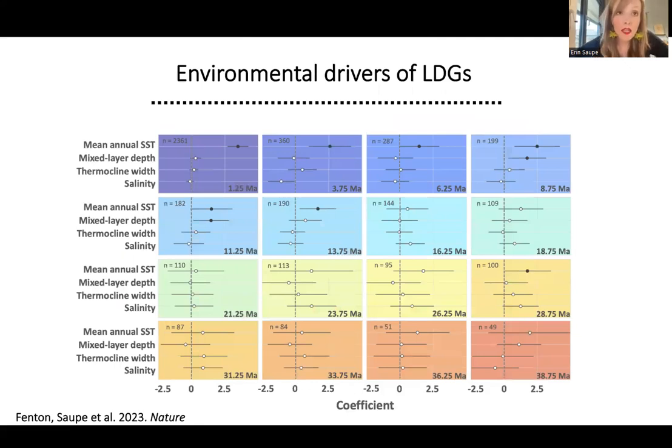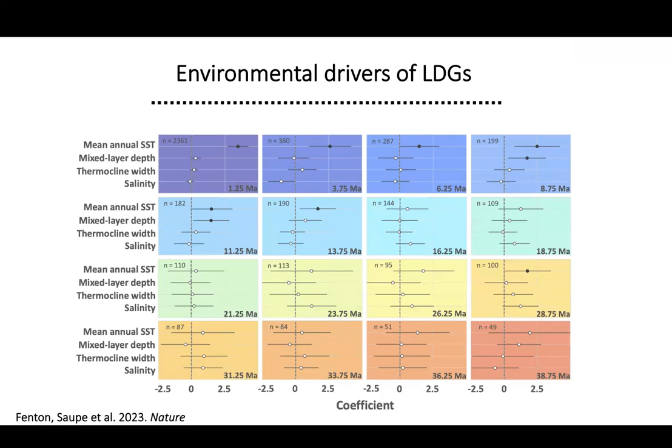So what did we find? Well, results from both of the types of models that we ran, so both the spatial autoregressive models within our time bins, but also the models across time bins, suggested that really sea surface temperature was the only variable that exhibited a consistent and strong positive relationship with richness over time. And again, this isn't a particularly surprising result.